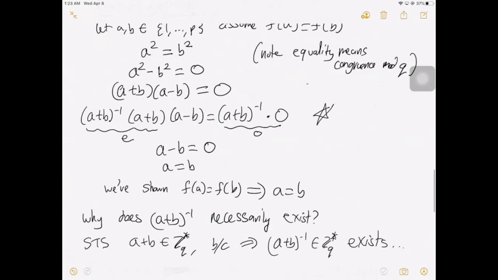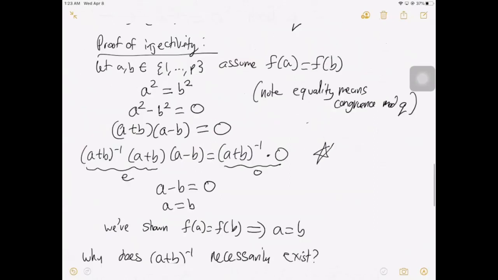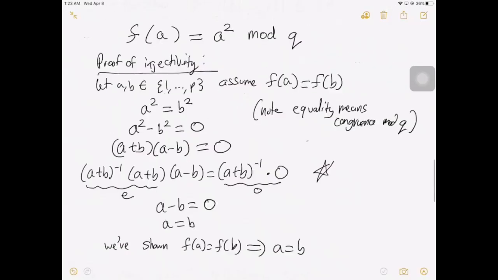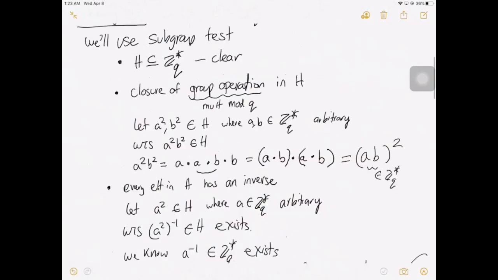Cool, so we didn't do anything jank here, is basically what I'm getting at. So congrats, we've now shown that the order of H is indeed P. Awesome. So now let's try and prove this third thing.